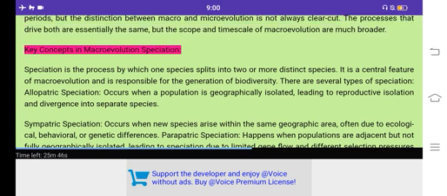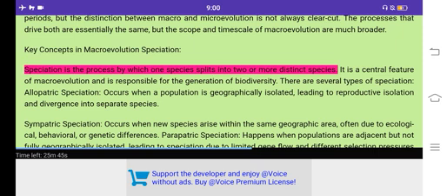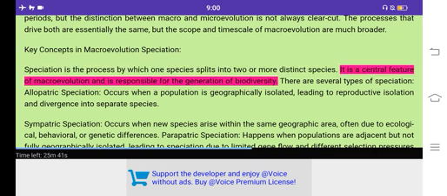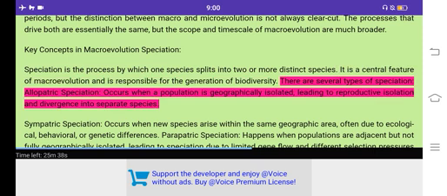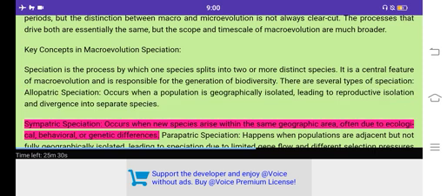Key concepts in macroevolution. Speciation. Speciation is the process by which one species splits into two or more distinct species. It is a central feature of macroevolution and is responsible for the generation of biodiversity. There are several types of speciation. Allopatric speciation occurs when a population is geographically isolated, leading to reproductive isolation and divergence into separate species. Sympatric speciation occurs when new species arise within the same geographic area, often due to ecological, behavioral, or genetic differences.